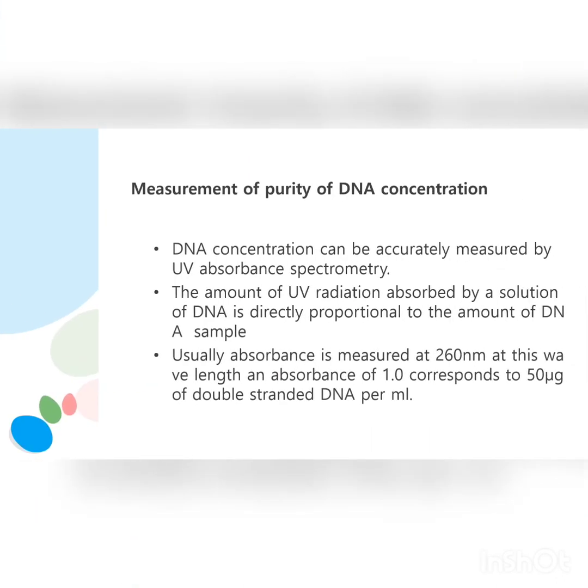Now, let's see how to measure the purity of DNA concentration. The DNA concentration can be accurately measured by UV absorbance spectrometry. The amount of UV radiation absorbed by a solution of DNA is directly proportional to the amount of DNA sample. Usually, absorbance is measured at 260 nanometers, and at this wavelength, an absorbance of 1 corresponds to 50 μg of double-stranded DNA per ml.